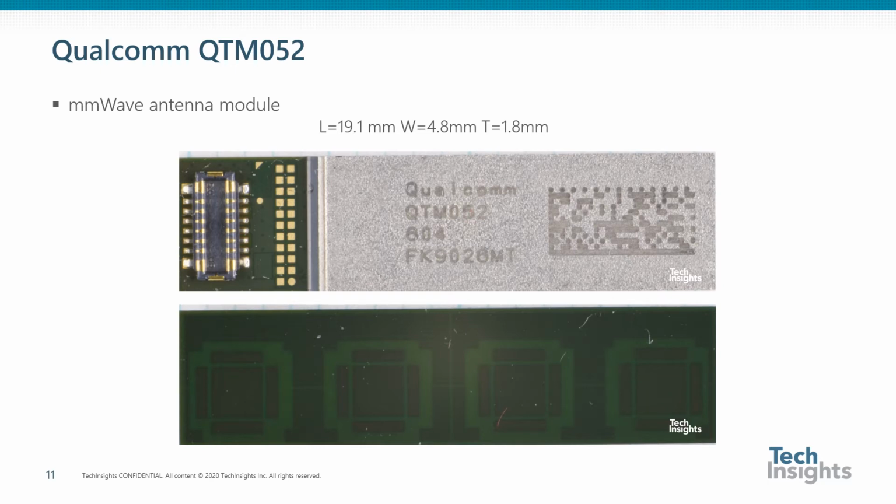This is the Qualcomm QTM052 mmWave antenna module. These are the top and bottom package photos. The module measures 19.1 millimeters long by 4.8 millimeters wide and 1.8 millimeters thick. The tape connector is located on the left. There is a shield that shields the dies on the module substrate on the top, and there are 4 repeated structures visible from the rear of the module, which are presumably the antenna elements.